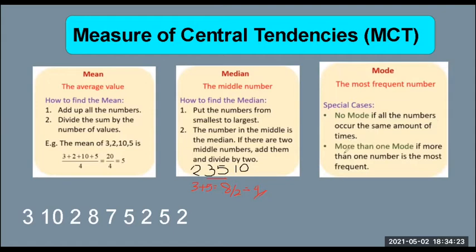Then there will be more than one mode if more than one number is the most frequent. So your mode will be 2, 3, 4 if they repeat. If there are numbers that repeat, you can have 2 modes, you can have 3 modes, as long as it repeats. Okay, let's have an example below.